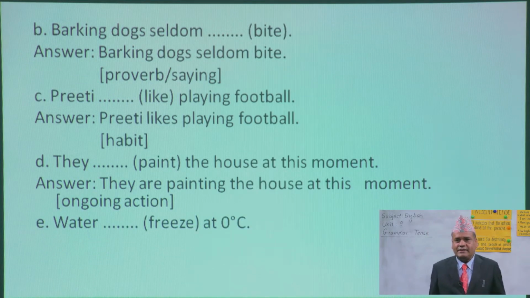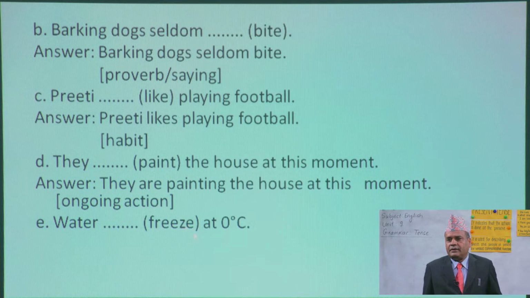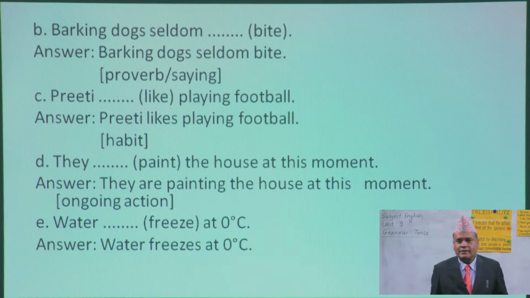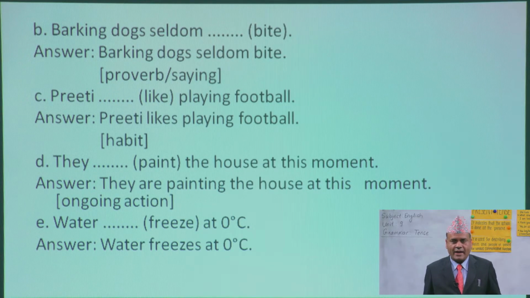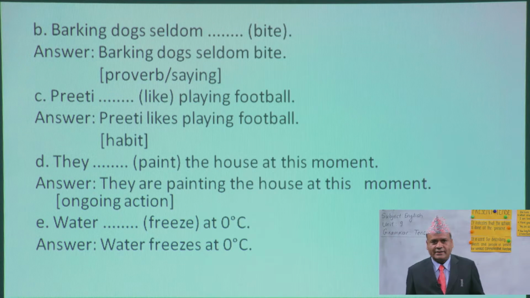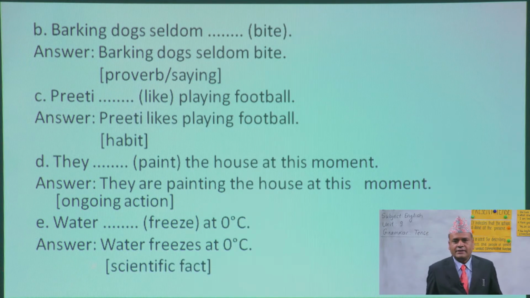And water freezes at 0 degrees Celsius. The verb is freeze here. Okay? So, this is a scientific fact. So, you find the answer, water freezes at 0 degrees Celsius. Water is an uncountable noun. It is considered as singular in grammar. So, we use s with the verb. So, water freezes at 0 degrees Celsius. All right? So, this is the scientific fact. Okay.